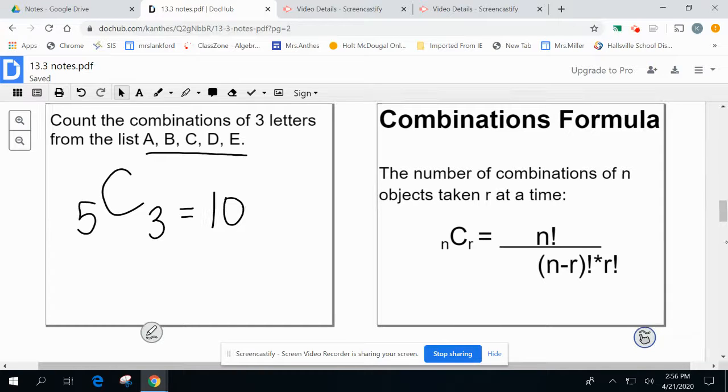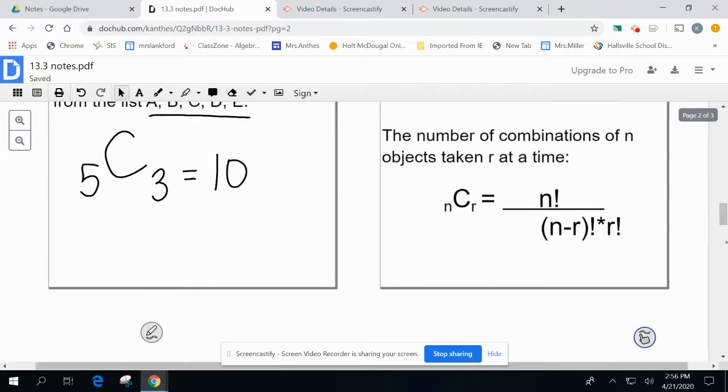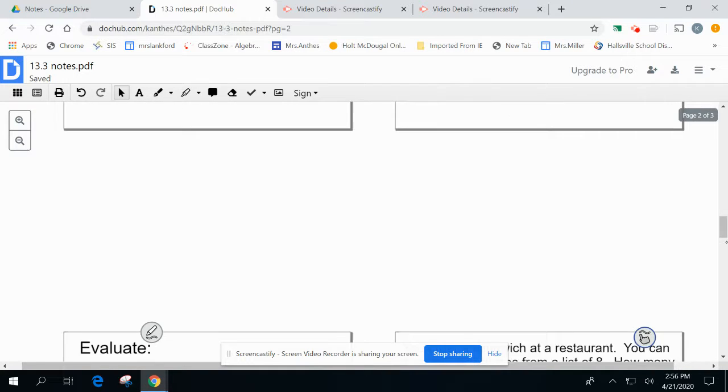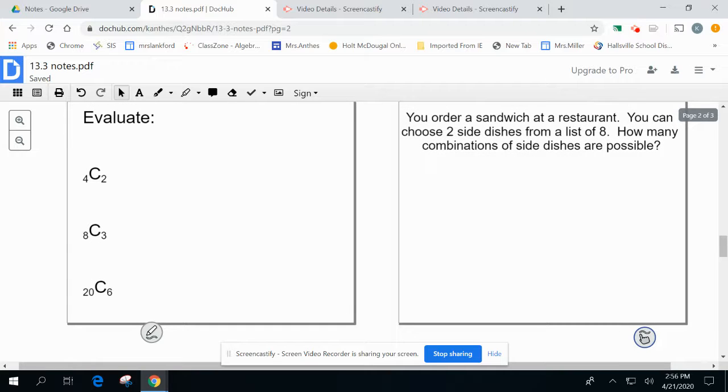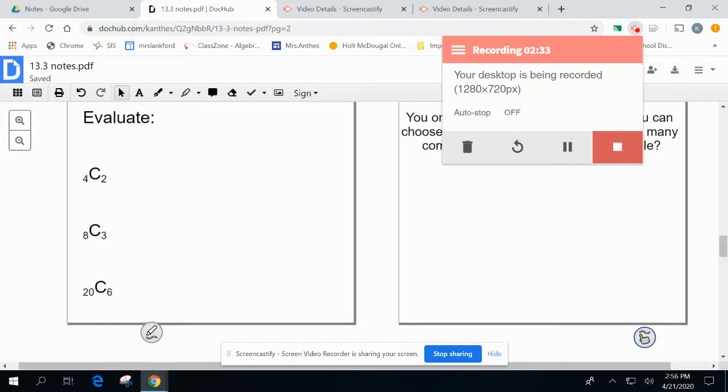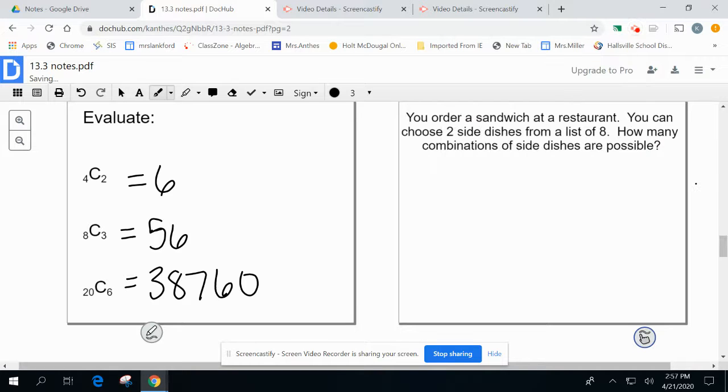So here is the combination formula. Again, we're pretty much going to always use our calculator for this. So use your calculator to evaluate those 3 combinations. Pause your video and then check back at your answer. Okay, so if you check your answers, you should end up with those 3 values.